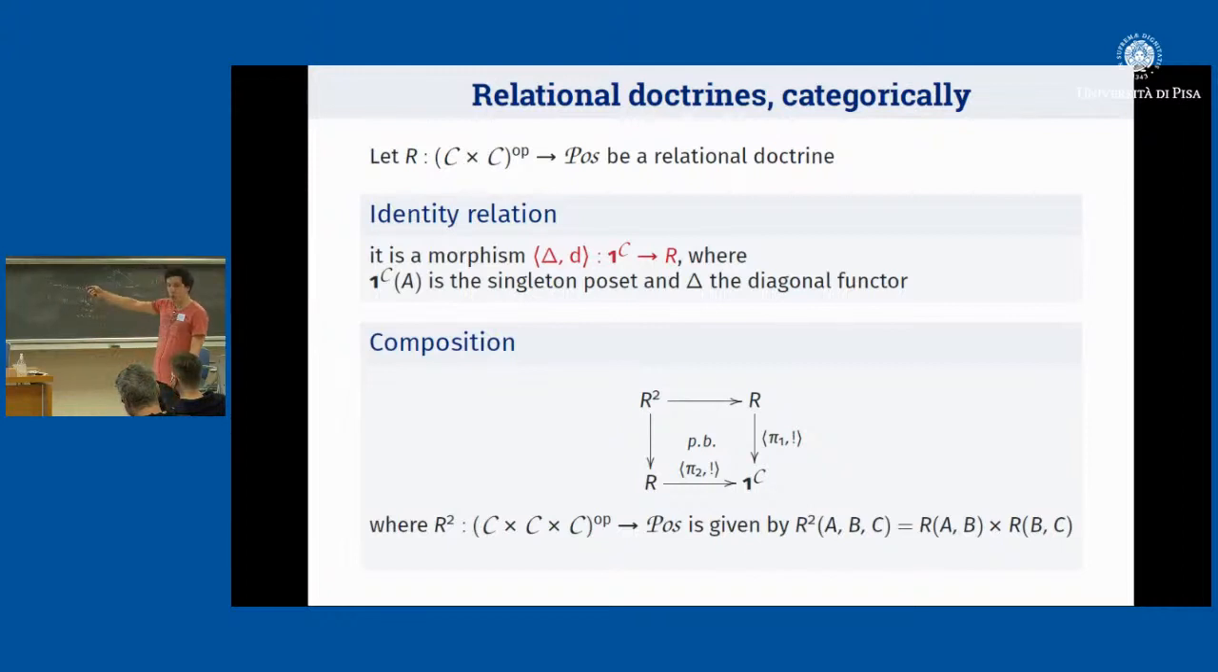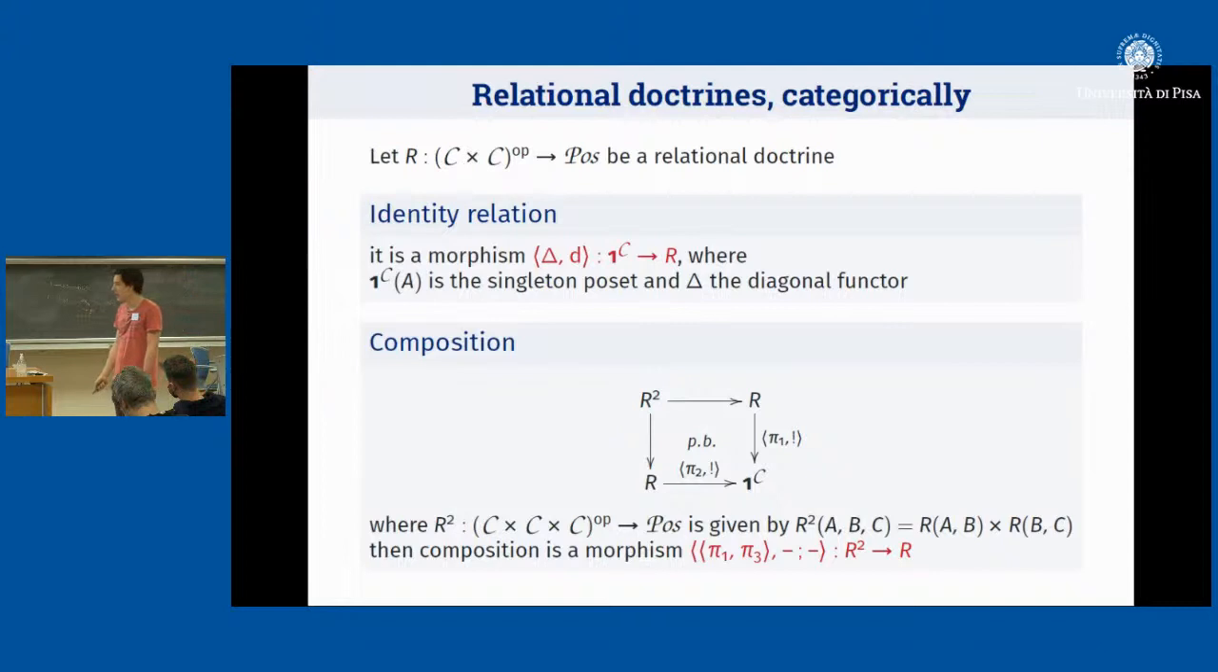And we do this pullback, and so the result, which is R2, is a doctrine which has as base category the product of 3 copies of C, and the fiber over A, B, and C is the product of relations from A to B and relations from B to C, basically. And then relational composition is just an arrow from this pullback to the doctrine of relations, which has the first and the third projection as base functor.